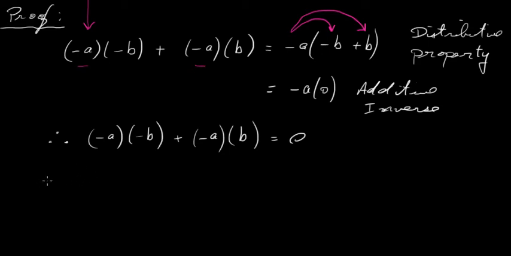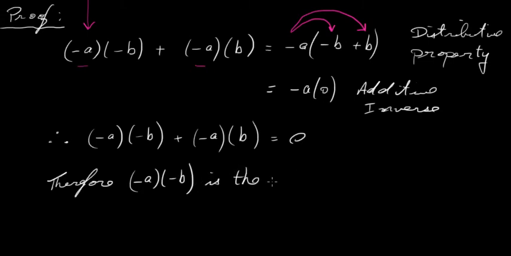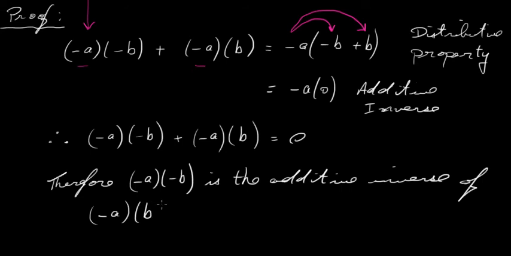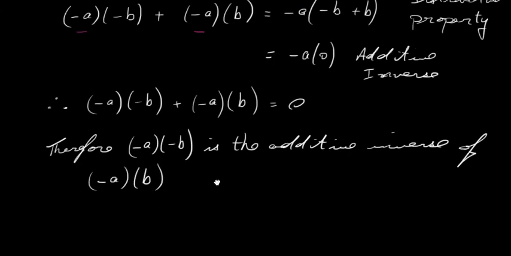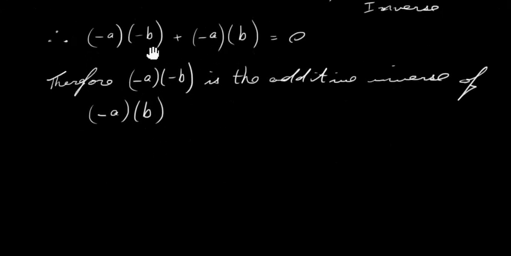We've got, therefore, minus a times minus b is the additive inverse of minus a times plus b. So these two here are additive inverses of each other.